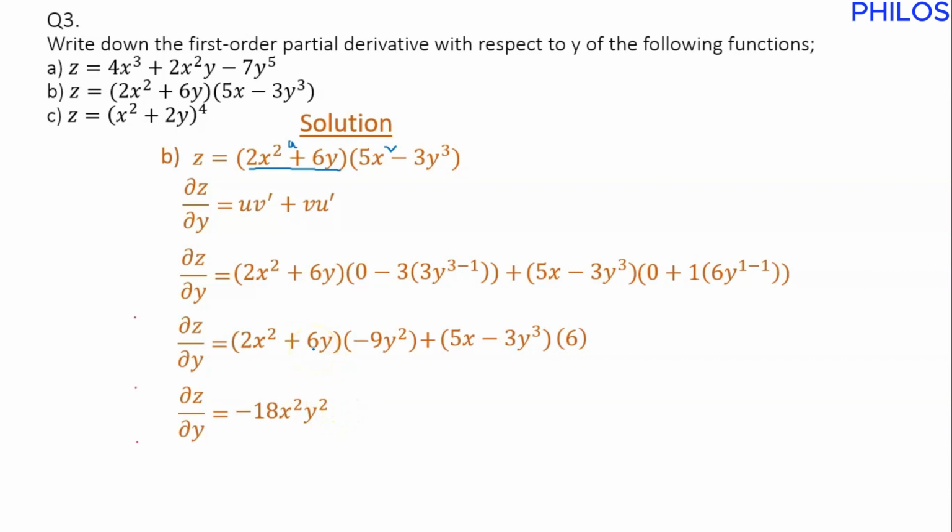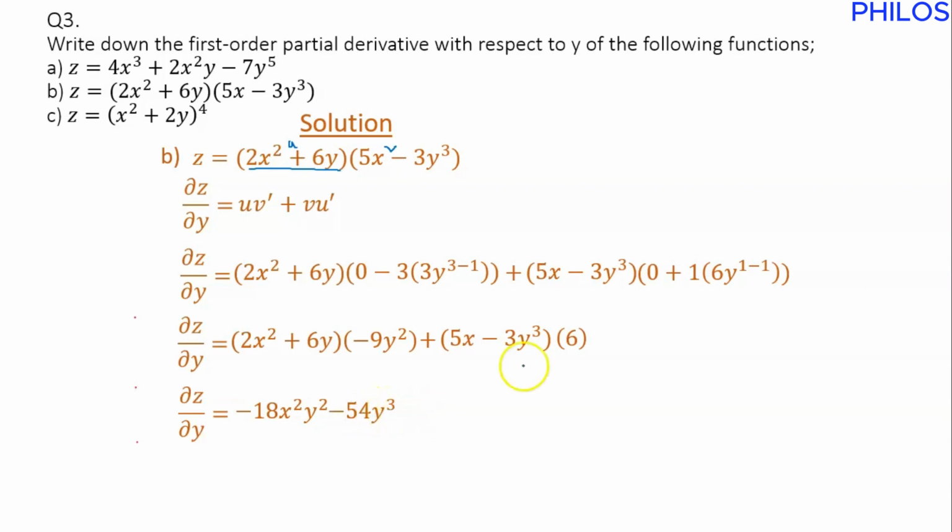Then next, positive 6y times minus 9y squared should give you what? You multiply 9 by 6. 9 times 3 is what? 27. 27 by 2 is 54. So it means 9 times 6 is what? 54. So that will be minus 54y exponent 3, because you are multiplying y exponent 1 and y exponent 2. You add the exponents, that will be y exponent 3. So this place will give you minus 54y exponent 3.